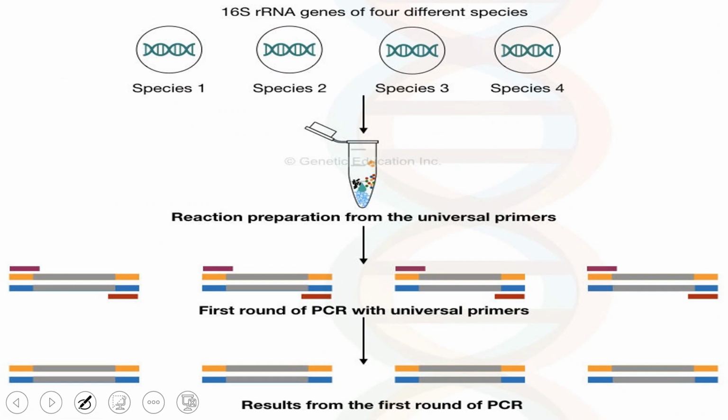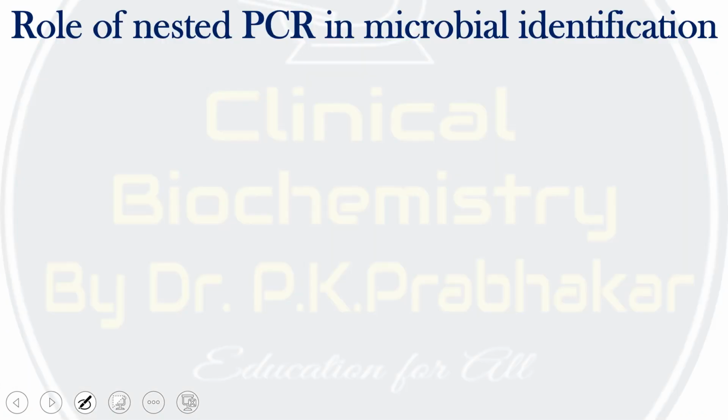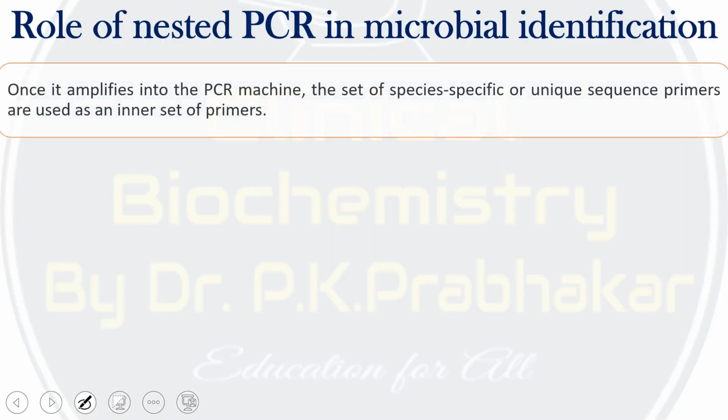If we have 4 different species and we want to identify them, this is my first set of reactions, where we have selected 4 different ribosomal RNA targets, and they will be amplified using what you can call outer primers. So this universal outer primer has been used. Then, once the product of this reaction is amplified in the PCR machine, a set of specific or unique sequence primers is used as an inner primer set.